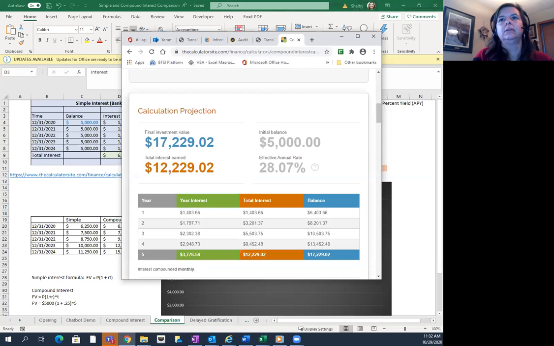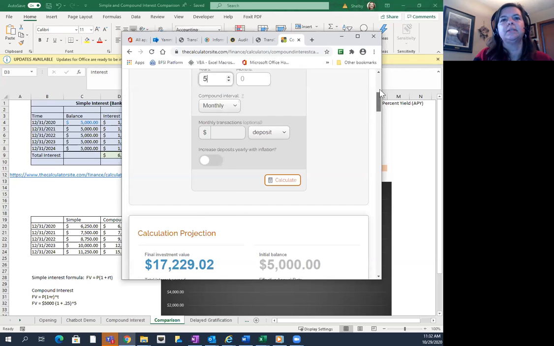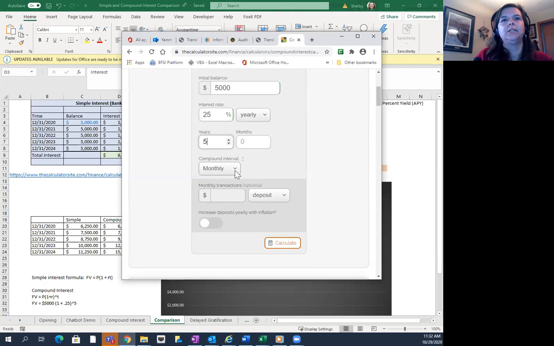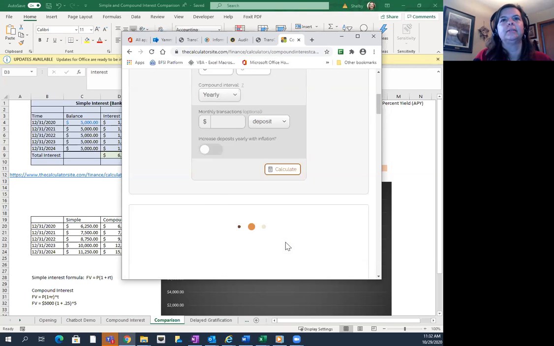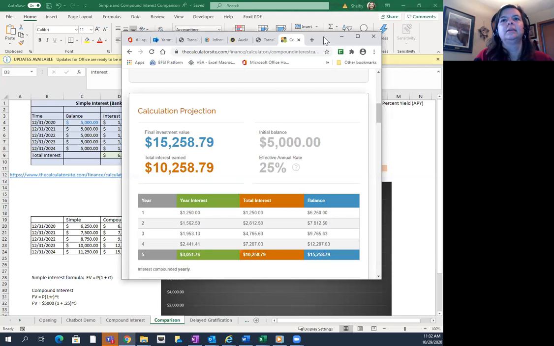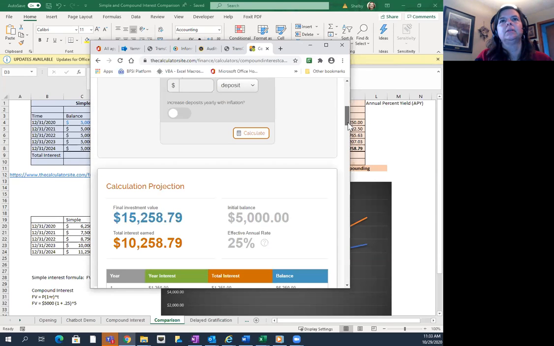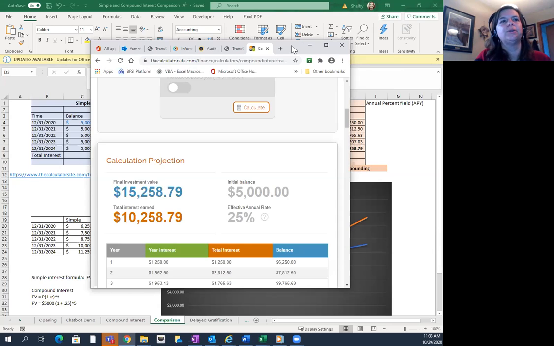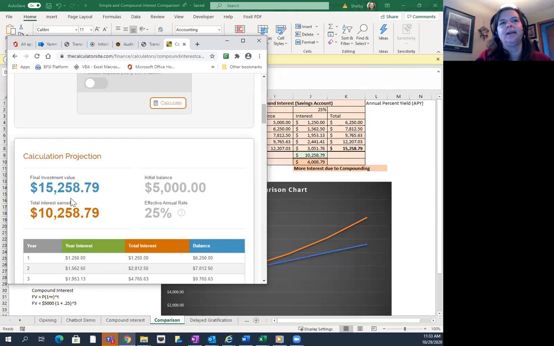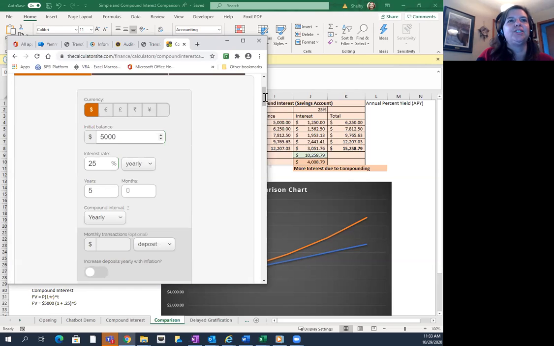Oops, I think I might have missed a step. Yes, we need to compound yearly. Calculate. And we're in the compound interest. So as you can see, these numbers actually match up. It was a way for me to check to make sure my Excel was working, but I wanted to show that to you too.